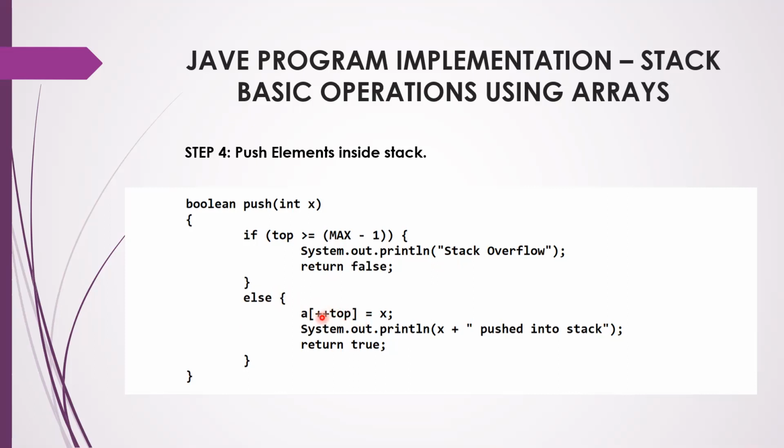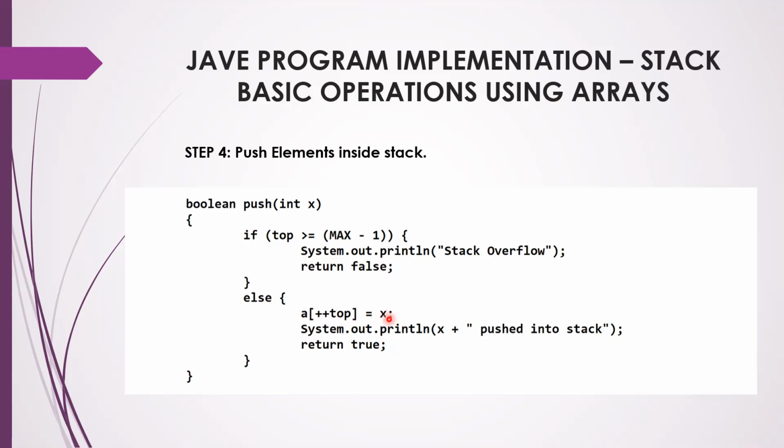You just have to do a plus plus of top. Now top will be pointing to 998. So in case top is pointing to the 998th memory, and you're going to insert the 999th element, now top has to go to 999. So you have to do an increment operation, and that increment operation is a[++top] = x.